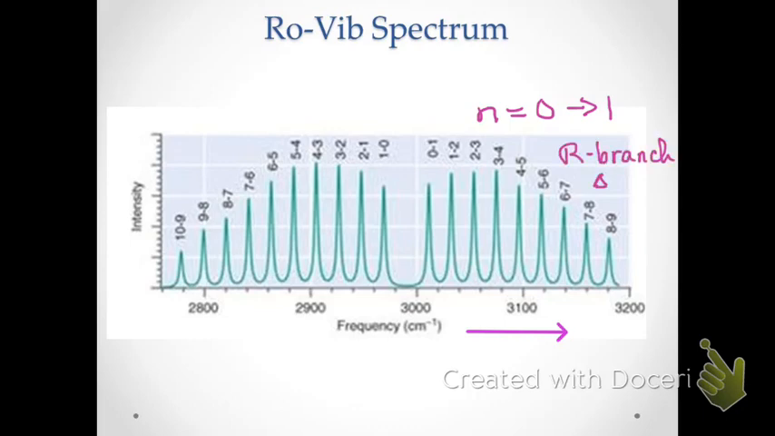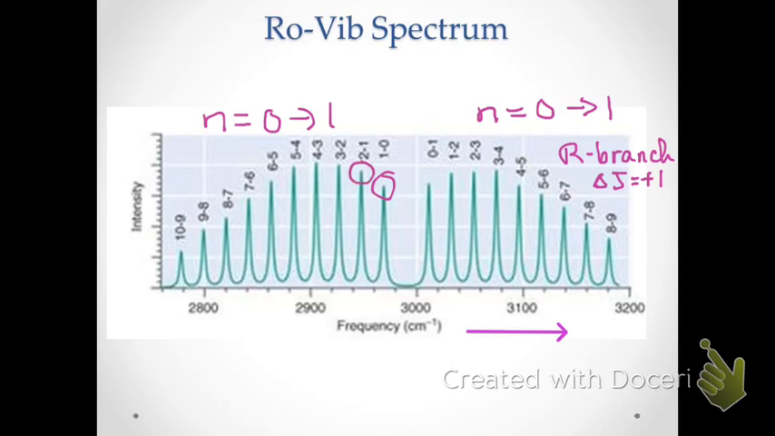All of these lines on the right side correspond to the R branch of the spectrum, because in that case the rotational quantum number is changing by +1. On the left side we have again n equals 0 to n equals 1 transitions, but the rotational level is changing according to this line right here.